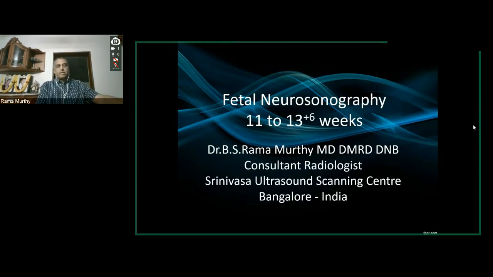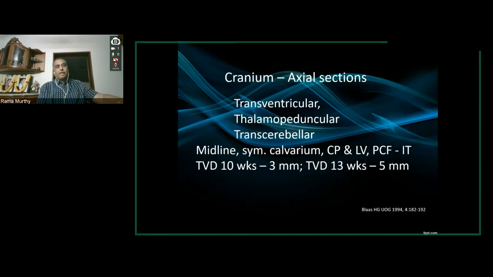So, as far as the CNS goes, we need to understand that there is a certain basic minimum that we need to do in our everyday scans in this period. The first of these requirements is to look at the cranium in the axial sections or the transverse sections. Just like we have our transverse sections in the mid-trimester ultrasound, we also have the transventricular, the thalamopeduncular and transcerebellar views in the first trimester. The only difference here is that in the second trimester or mid-trimester anomaly scan, we call it the transthalamic view, but here I would prefer calling it the thalamopeduncular view because you see the cerebellar peduncles as well.